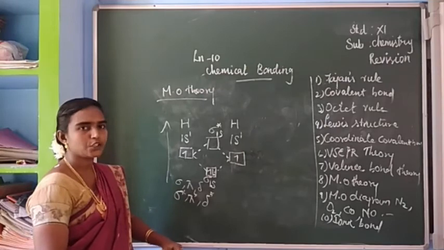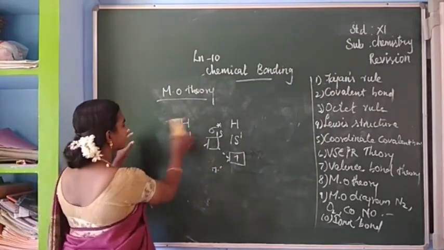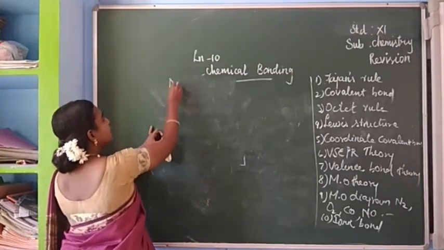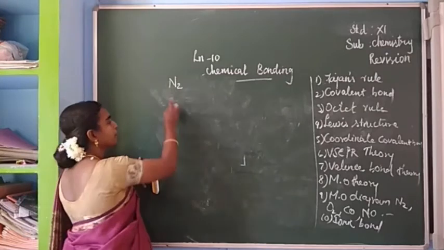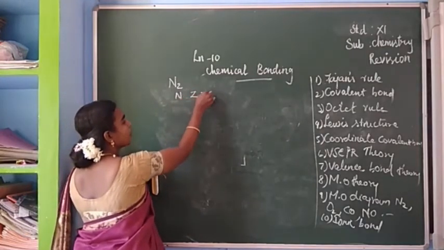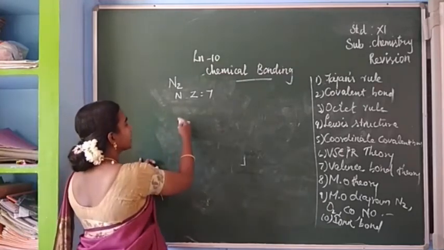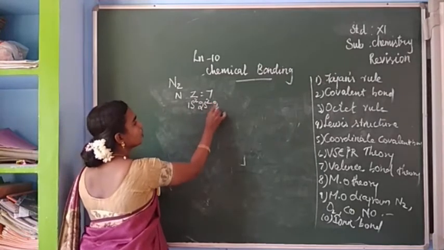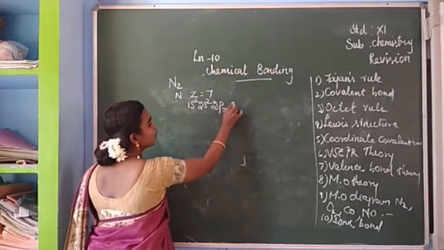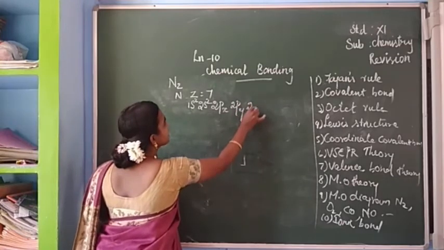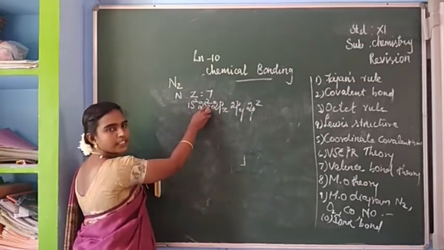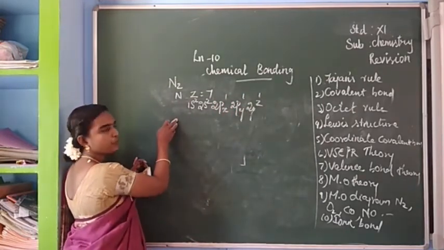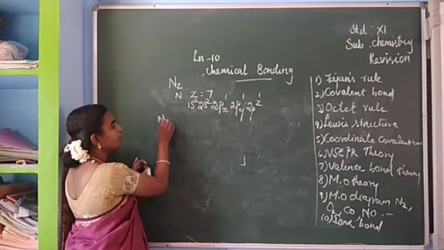So I have explained for the H2 molecule. Next I am going to explain for the nitrogen molecule, N2, isn't it? So what's the atomic number for the nitrogen atom? Z is equal to 7. How can we write the electronic configuration? 1s2, 2s2, 2px, 2py, 2pz. So already 4 are there, we need 3 more: 1, 2, 3.